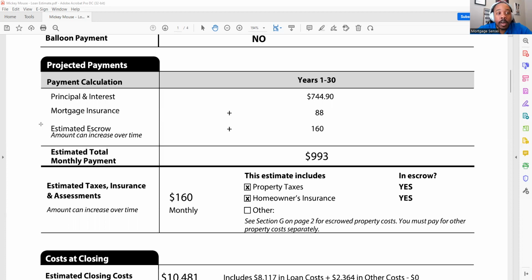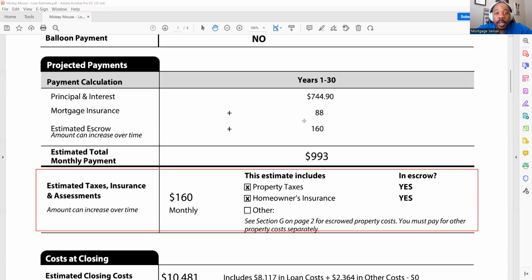Below that, you see your estimated escrow account. Estimated escrow account basically means property taxes and homeowners insurance, right? Or a combination of one or the two, or multiple insurance, maybe flood insurance is an example that you may have on your property. Once you add all of that up, you get your total monthly payment that you're going to be making.